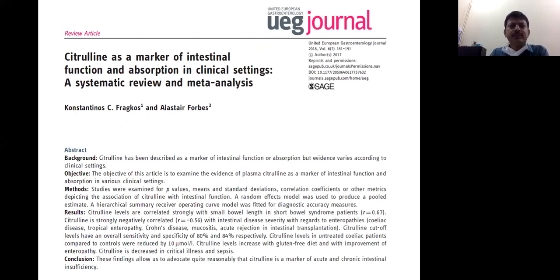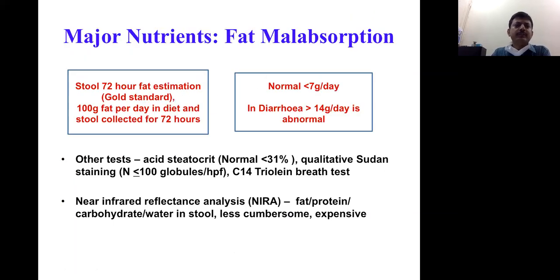So that was about the test for mucosal surface integrity, where xylose is the one which we normally check. Then moving on to the major nutrients, the one which we often check again is stool fat. Now stool fat, the gold standard is the stool 72-hour fat collection. In this 72-hour fat collection, we give the patient 100 grams of fat per day and stool is collected for 72 hours.